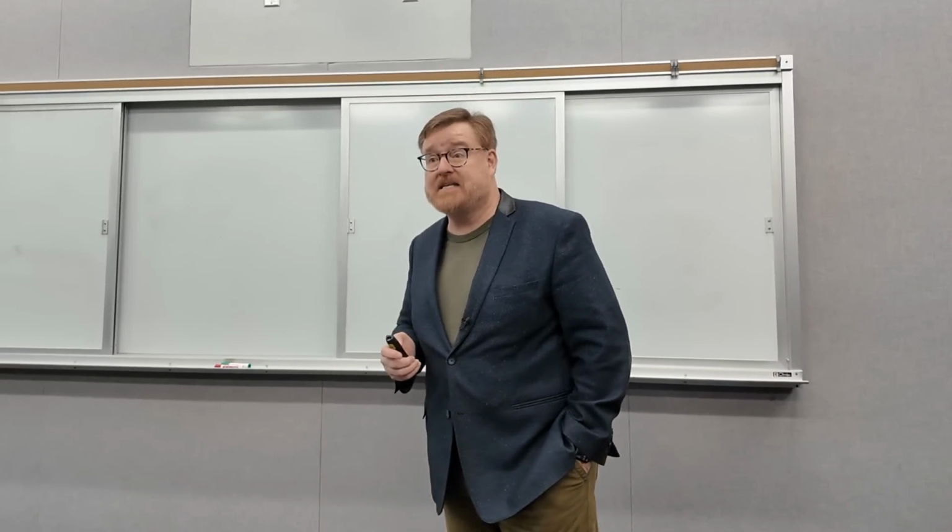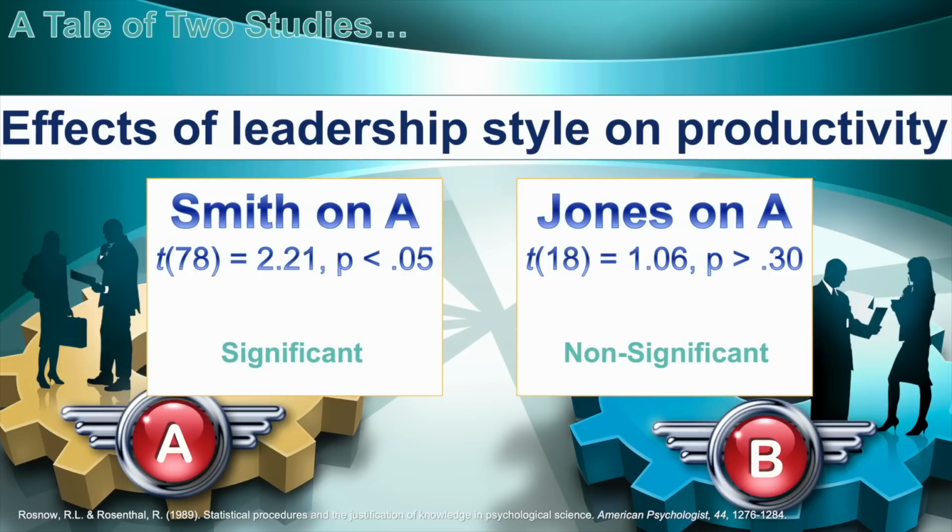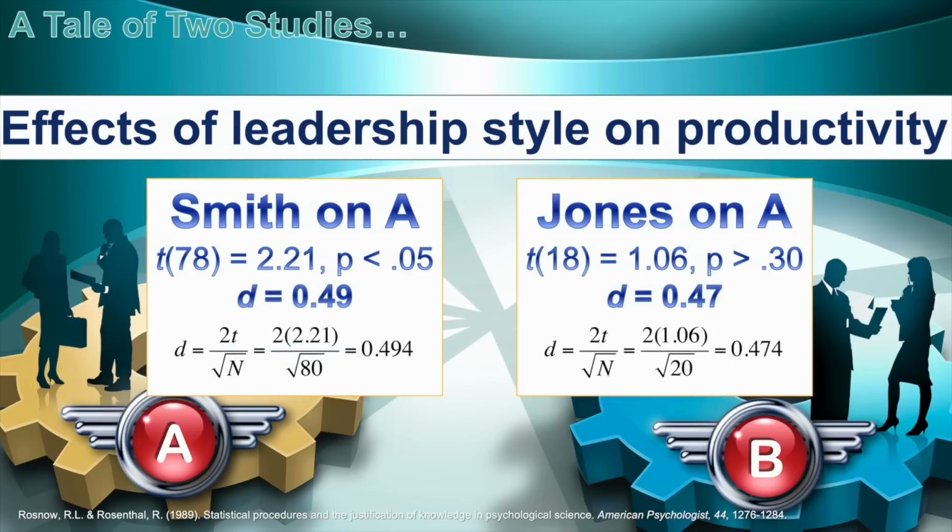But he's missing a very important piece, and that is effect size, which we can calculate from a t-value. So we can use 2t over the square root of n to standardize this effect size. And here's what we find. For Smith's original study, the effect size was 0.49. And for Jones's replication, the effect size was 0.47. They're essentially the same.